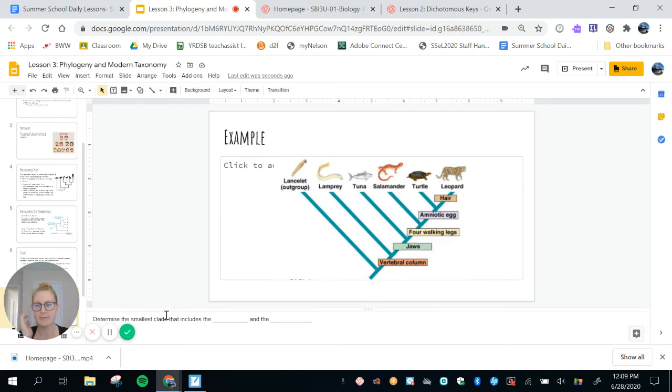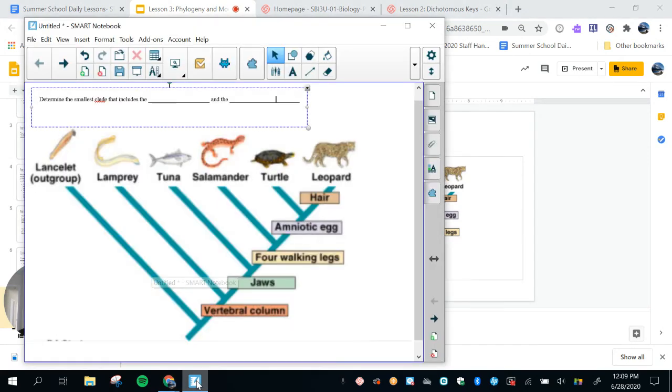I just put a little example here. Determine the smallest clade that includes the blank and the blank. So these are the type of things that you'd be asked to do. And so I'm going to show you, I'll just have to switch screens for a quick sec. I'm going to show you an example of that.